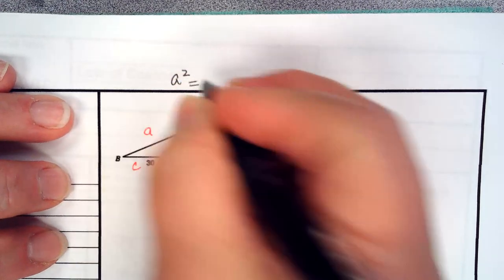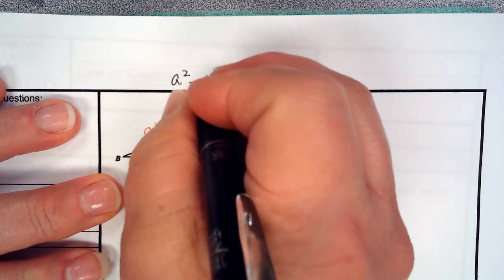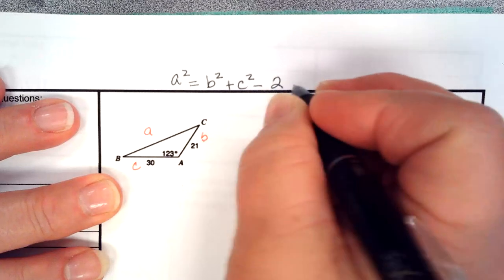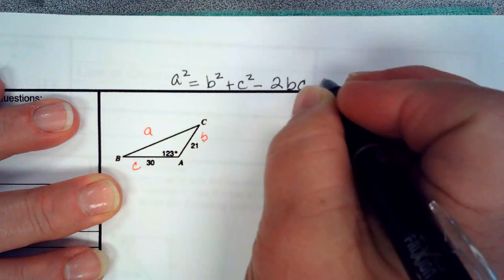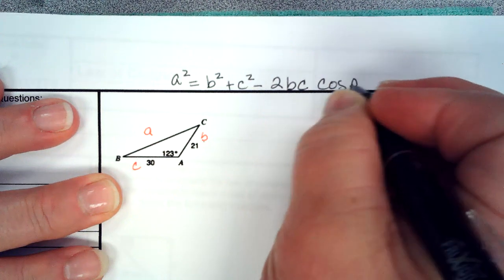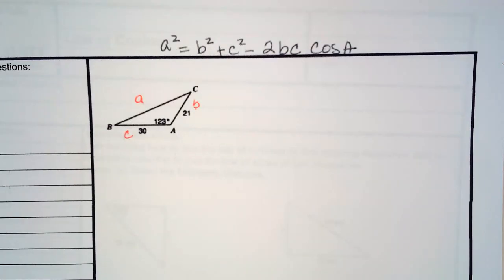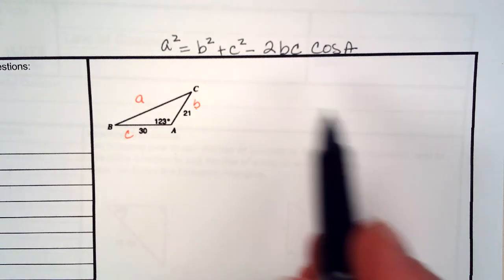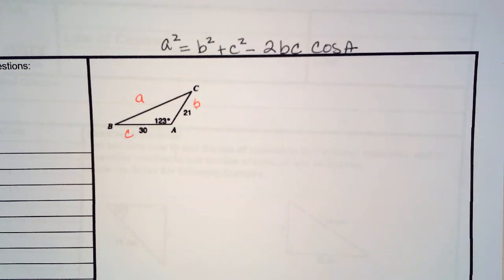A squared equals, now you're going to use your other two sides, B squared plus C squared minus 2 times B times C times cosine of A. It's always this side squared is equal to this squared plus this squared and the rest of that equation. So, we know what B and C are. So can you set that up? We're looking for A squared.